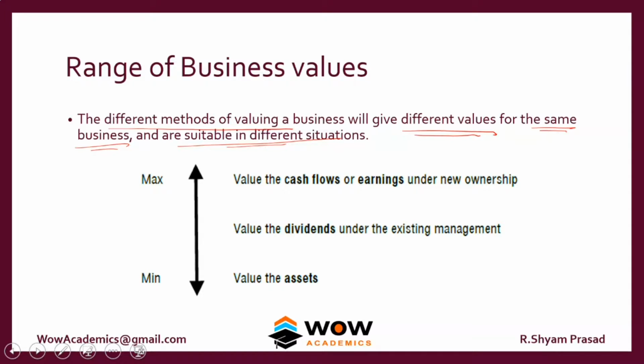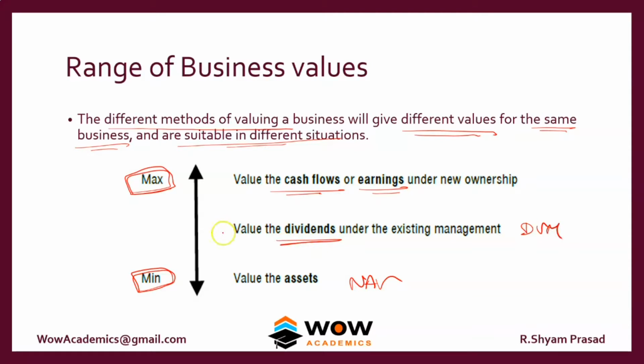For example, if you use cash flow or earnings for a company which has a stable cash flow, that will give a maximum value for a business. For the same business, if you use the NAV method as a basis, it will give you the minimum value. If you use a dividend valuation model, DVM, it will give somewhere between the two. Okay, it will give you a value between the two.